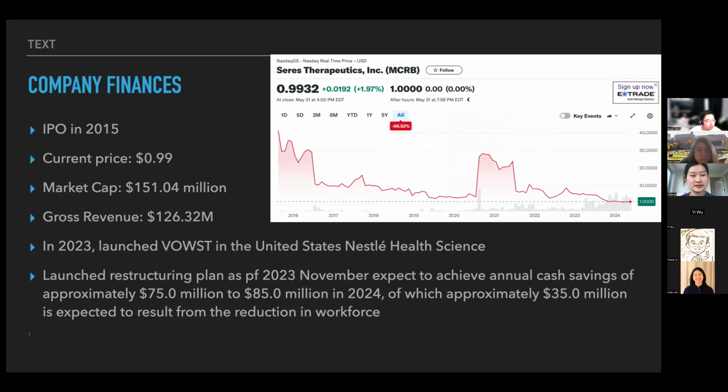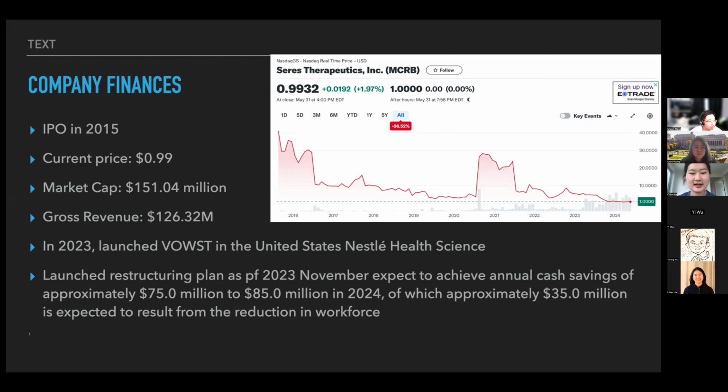So if we look at the Seres company finances, we can see that it's plummeted quite a bit over the years. At its initial IPO in 2015, it had a stock price, I believe, of $18. It has now fallen to $0.99. It has a current market cap of 151 million. So basically, market cap is you take the stock price and you multiply it by the stock quantity and you have the market cap. And then it has a gross revenue of 126.32 million. And while it has fallen a bit, I personally, after analyzing this company, am optimistic that it will grow because 2023 was a great year, and I hope that it will turn this decline around.